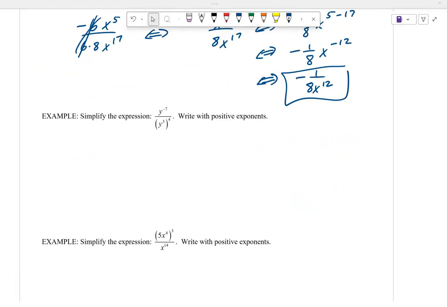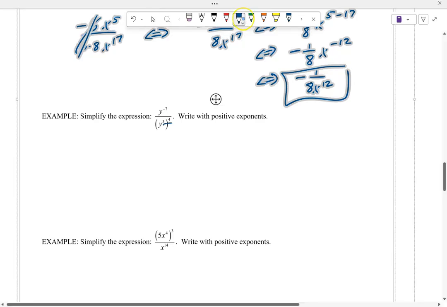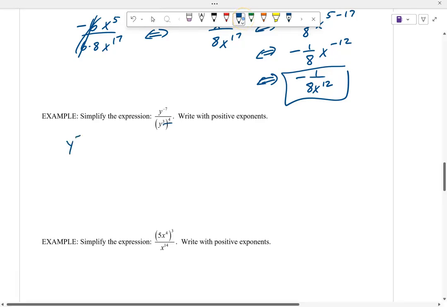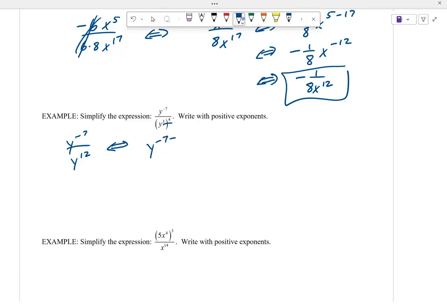Next one we got y to the negative 7 over y to the 3rd to the 4th. I got a power of a power right there, so the first thing I'm going to do is multiply the 3 and the 4. I got y to the 12. And at this point, you can just apply that power rule, a to the m over a to the n is a to the m minus n, so you can go y to the negative 7 minus the 12, which is y to the negative 19, which is 1 over y to the 19. Right?